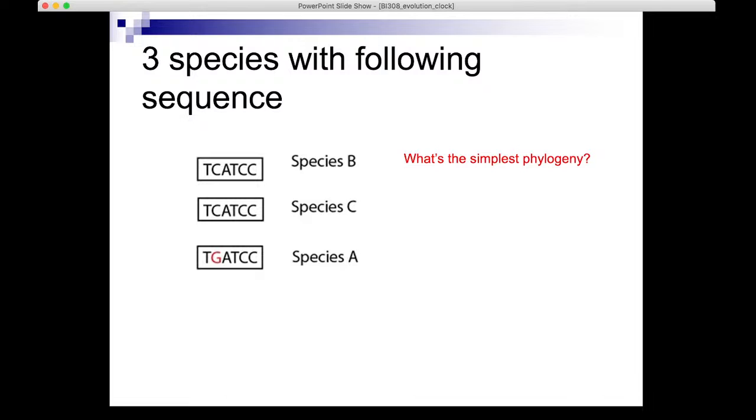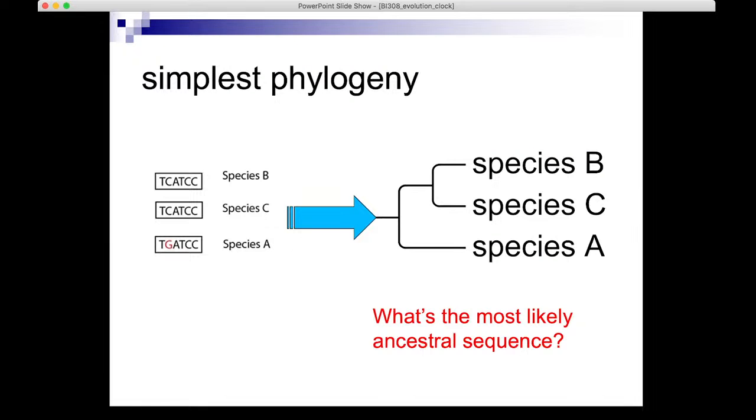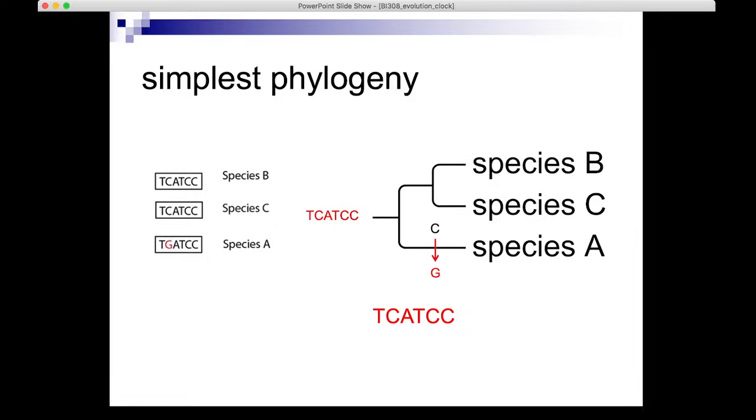So I've got 3 species and just a short amount of sequence, and species A has a single nucleotide difference. So what's the simplest phylogeny you can construct? All right. Well, you would say probably species B and C go together, and species A is perhaps the ancestor. So that's one. But what's the most likely ancestor sequence? All right. Well, because we have two that have the C, we think that the ancestor must have C also, and therefore the derived condition is going from C to G.